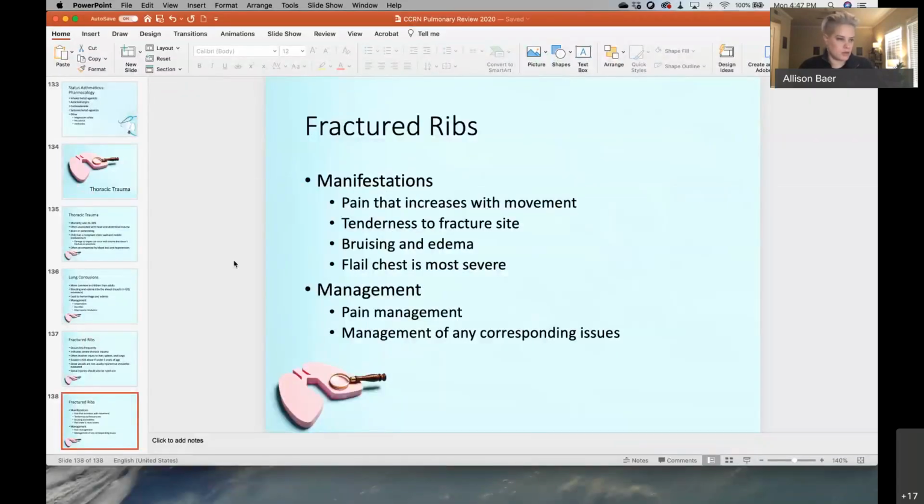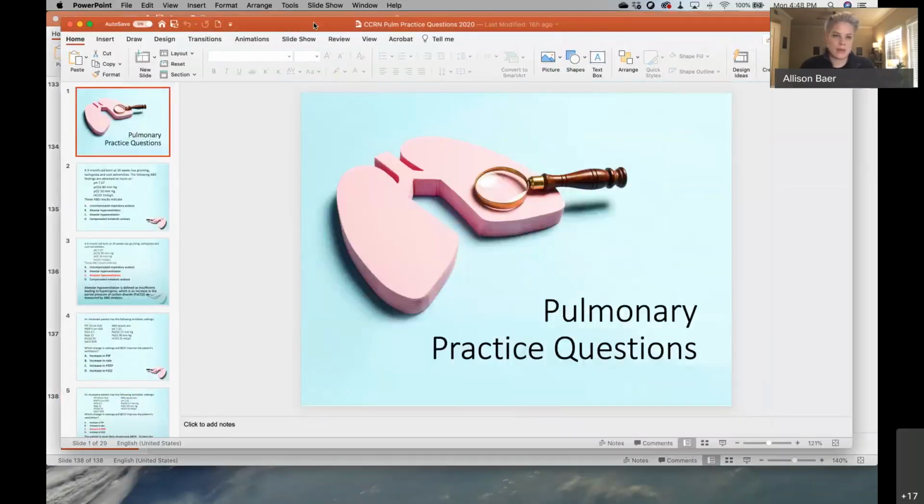And that is all for the review. Any questions so far on that? I'm going to load up the practice questions. And again, this probably is going to take us till after 5. So if you need to go, don't feel bad.